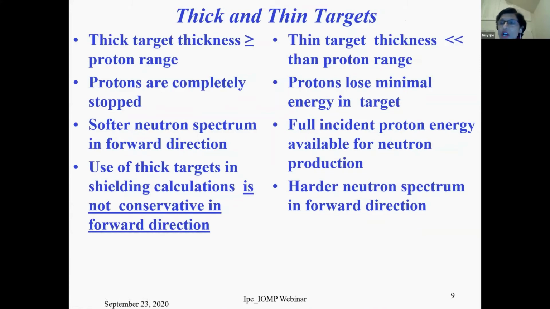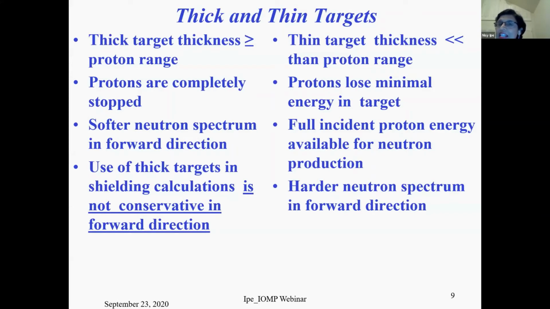So now when we talk about targets, we refer to thin and thick targets. Thick targets have thicknesses which are much greater than the proton range, and the protons are completely stopped in the target, and therefore the neutron spectrum that's produced is much softer in the forward direction when compared to a thin target. So the use of thick targets in shielding calculation is not conservative, especially in the forward direction, as I will describe later.